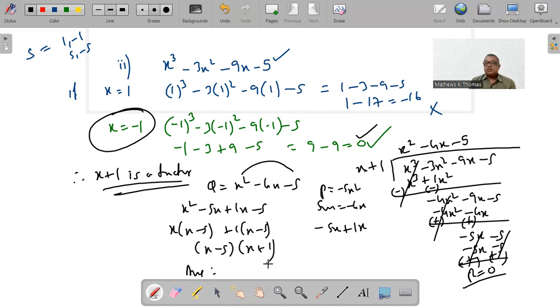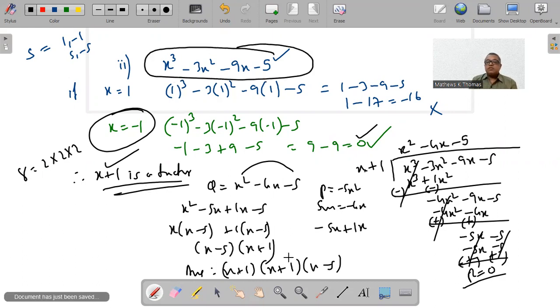So what is the final answer that I will get? I had already got x plus 1 as a factor. Now I'm getting two more factors, x plus 1 and x minus 5. Now some people think that x plus 1 should not be repeated, we can write only once. No. See, what are the factors of 8? 2 into 2 into 2. I'm writing it 3 times, right? So whenever you have repeated factors, they should be written, because when we multiply these 3 brackets, then only we will get this polynomial. So even if the factors are the same, please write it. So the final answer, you will get x plus 1, x plus 1, x minus 5.